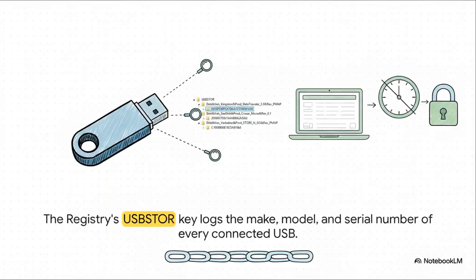Believe it or not, even if a USB drive was plugged in for just a few seconds, it leaves a permanent record. Think of the Windows registry as the computer's giant central database of everything. Well, within it, there's a specific key called USB Store that acts like a guestbook. It meticulously records the brand, the model, and, most importantly, the unique serial number of every single storage device that has ever been plugged in.